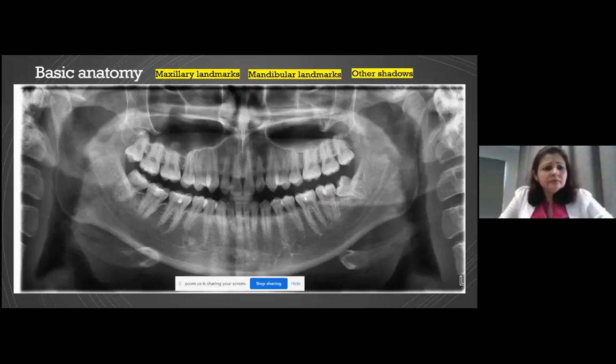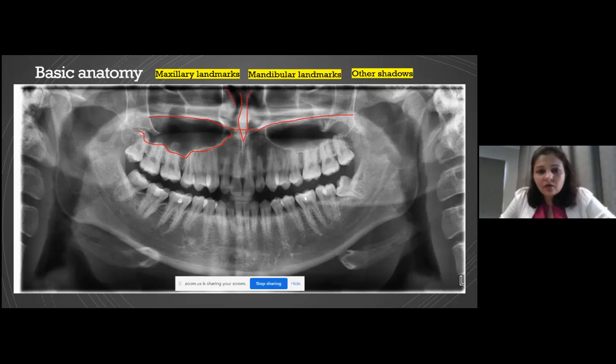So let me start off, like I told you, from the first segment to the ninth segment, and let's look at the most important landmarks that we're looking at. Okay, I start off with maxillary landmarks. When you're talking about maxillary landmarks, the most important one that we all would like to identify is the floor of the maxillary sinus, right? This is the hard palate. I hope you're all with me in this, right? This is the nasal septum.